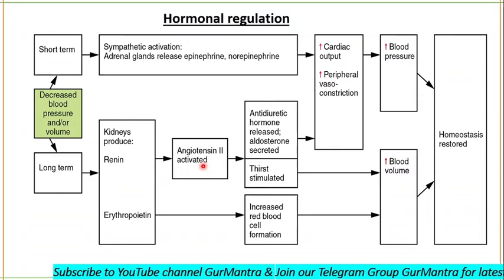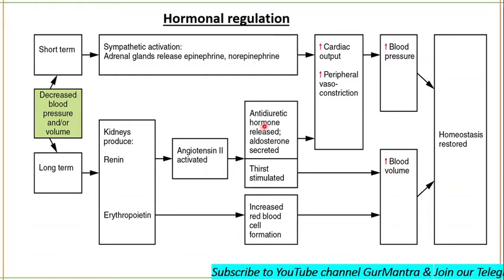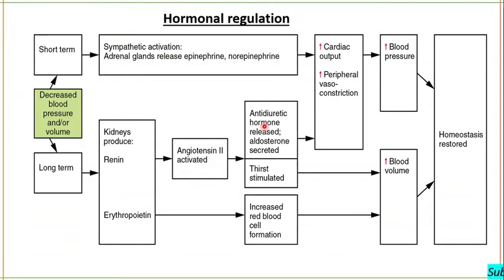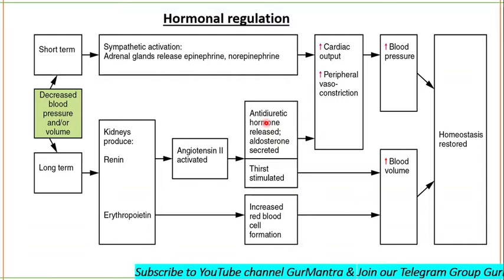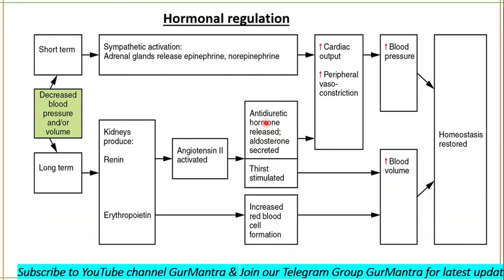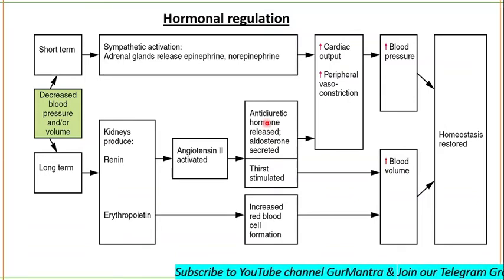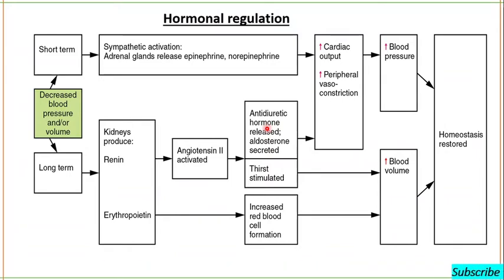Okay, you also know about antidiuretic hormone. Antidiuretic hormone is vasopressin. It is released by the posterior part of the pituitary and plays a very important role in water absorption by the distal convoluted tubule. This antidiuretic hormone acts on the distal convoluted tubule and collecting duct of the nephron. It increases the water reabsorption in the distal convoluted tubule.